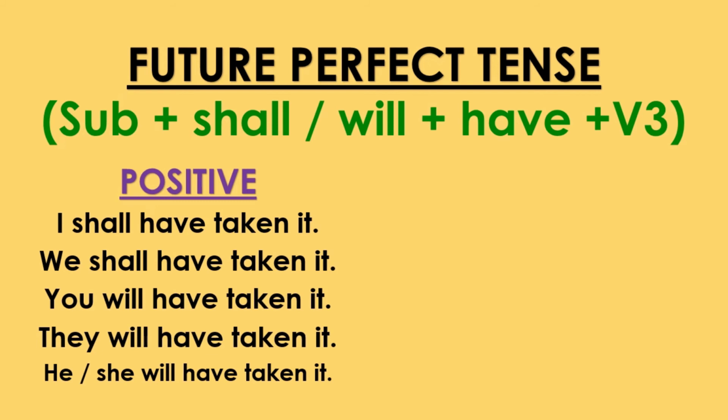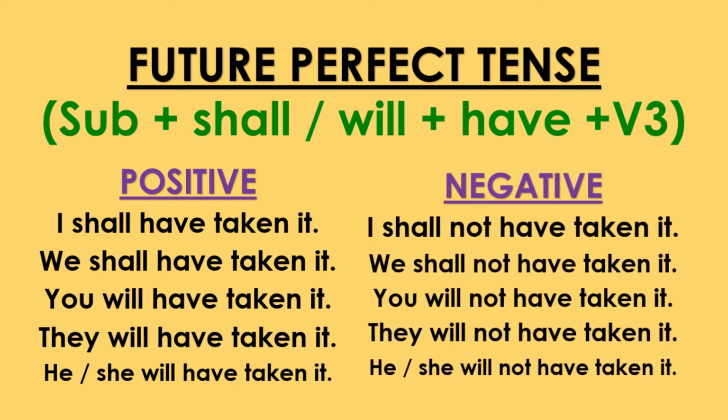Now how to transform these sentences into negative? Once again, it's a matter of using not. Let us see. I shall not have taken it, we shall not have taken it, you will not have taken it, they will not have taken it, and finally, either he or she will not have taken it.